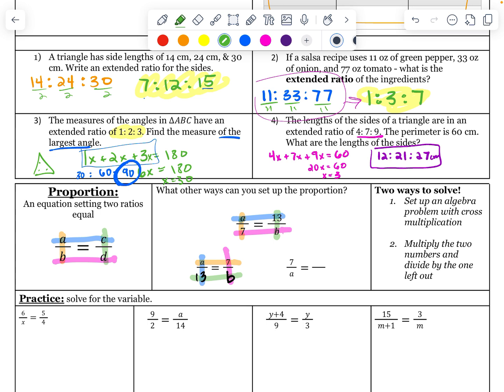You just need to make sure. So, 7 was orange and pink. 7's still orange and pink. B was green and pink. B is still green and pink.